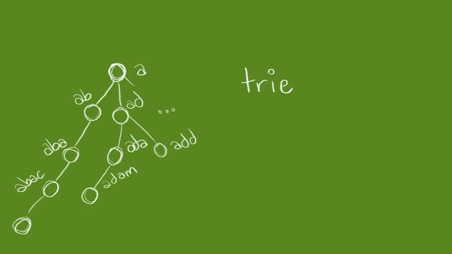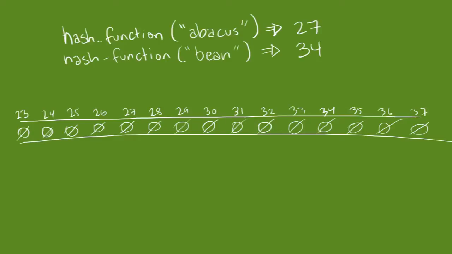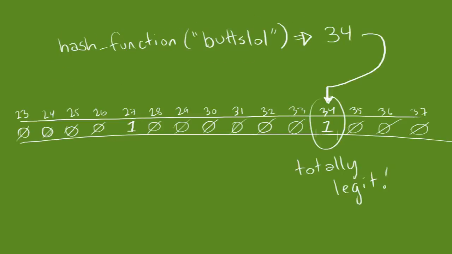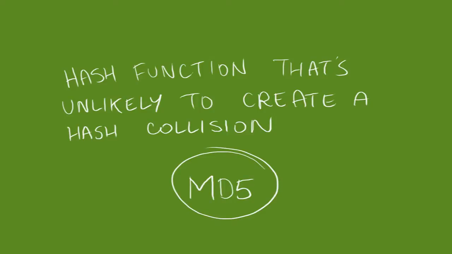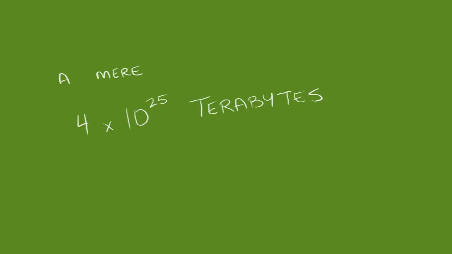What if we maintain a giant array of zeros, and then hash each word in the dictionary, and store a 1 at the location of the memory index of that hash? Well, this is great, but if there's a hash collision, we could find ourselves reporting that an item exists even if it doesn't actually exist. We could use a hash function that's unlikely to create a hash collision. The chance of a hash collision is incredibly low in MD5, for example. We just need an array with as many available bits as there are possible outputs from MD5. Just 4 times 10 to the power of 25 terabytes. Okay, maybe that's unrealistic. It's certainly a lot more trouble than just storing the original 1 megabyte database.